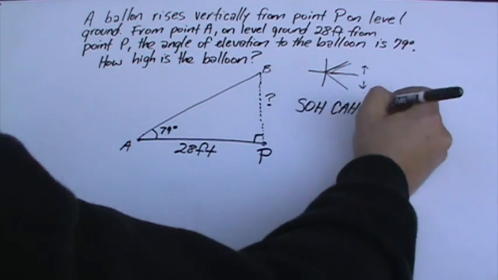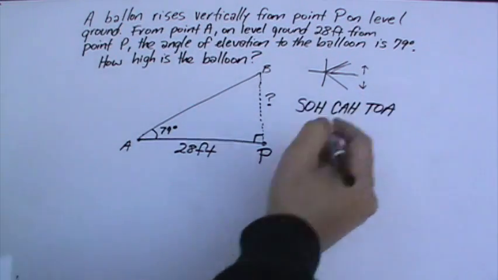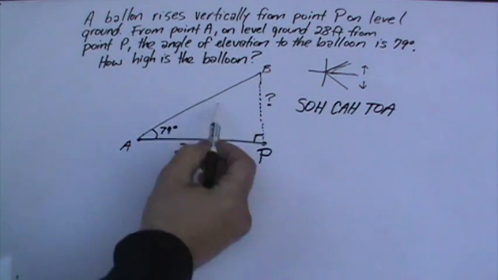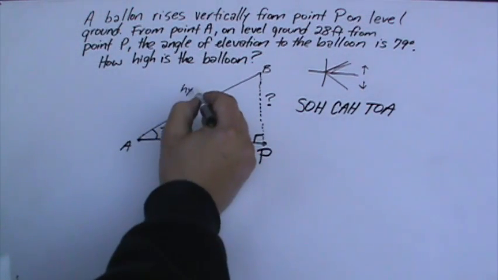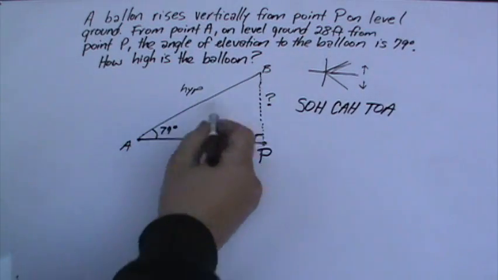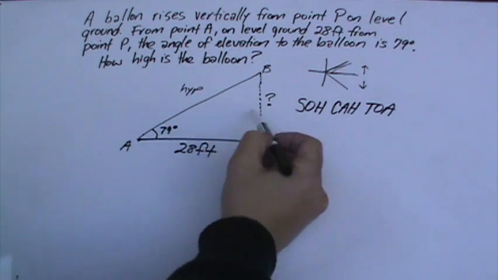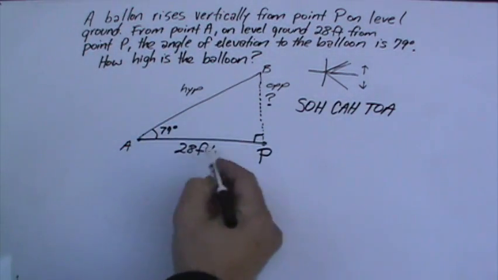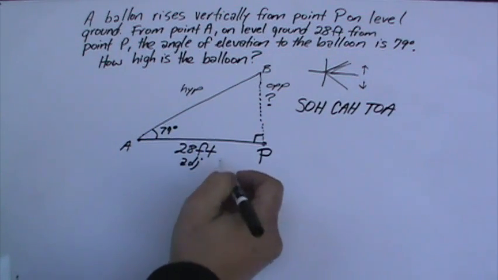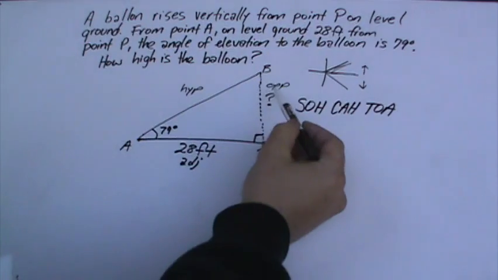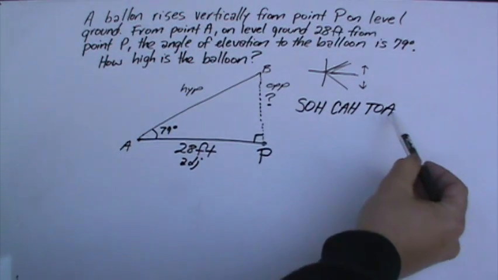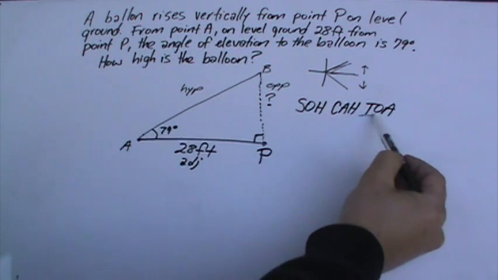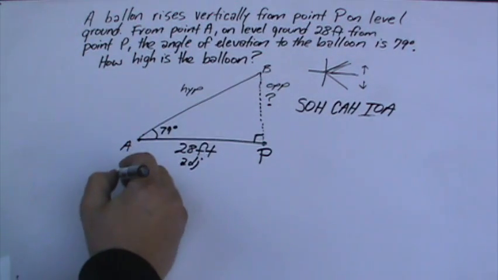Let's think about this triangle, what we have here. If this is a 90-degree angle, across from that is going to be your hypotenuse. This is our angle, so the opposite is over here, and then this is going to be adjacent. So we have our adjacent, and we're looking for our opposite. Let's look at our SOHCAHTOA and see what we can use. It looks like adjacent and opposite, so we can use tangent.